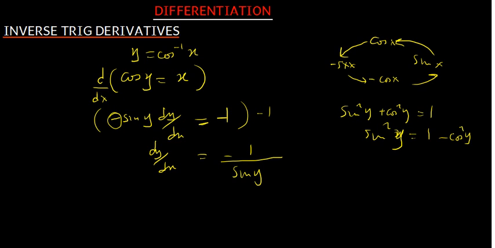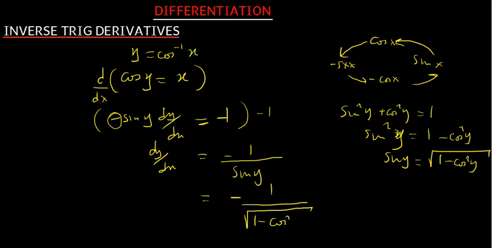Okay, we are now using x as a y here. Sine squared y is equal to 1 minus cos squared y. I can take the square root on both sides. That will give me sine y is equal to the square root of 1 minus cos squared y. And so where there is sine y, I can replace that. So that is negative 1 over the square root of 1 minus cos squared y.